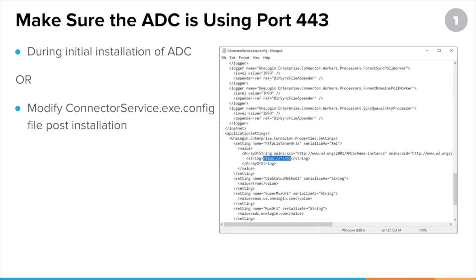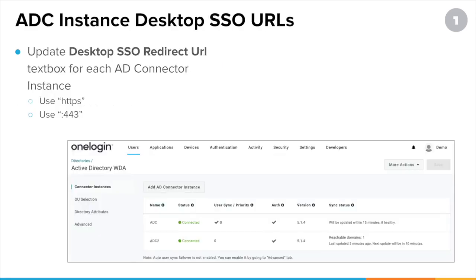https://**443. Then save it. Then make sure that through the OneLogin admin UI, those endpoints are using, again, 443.